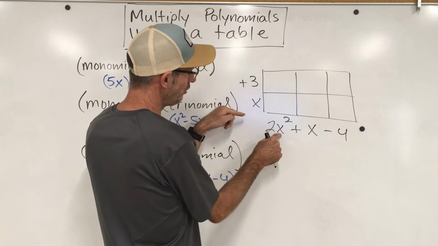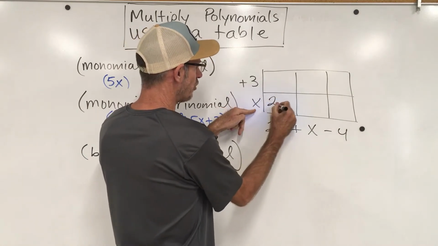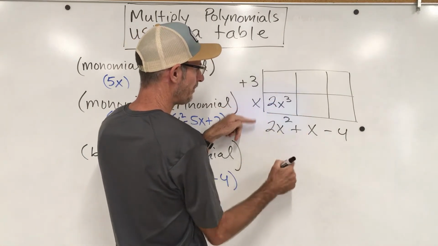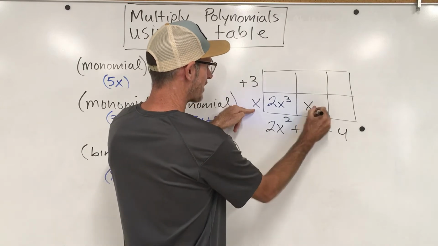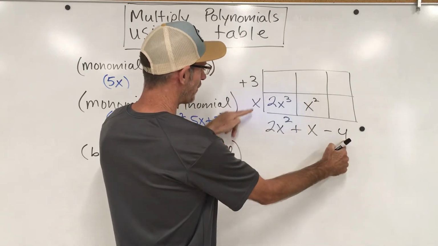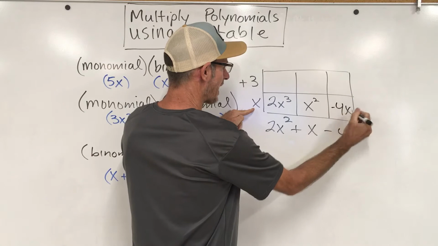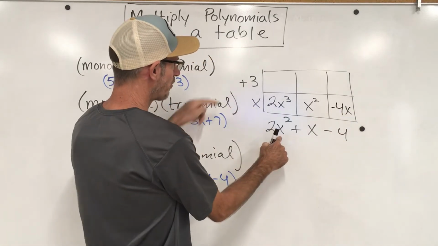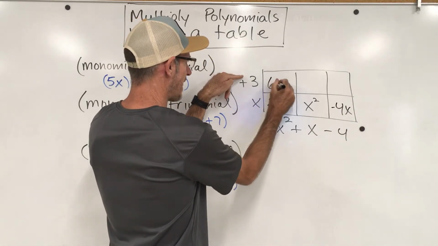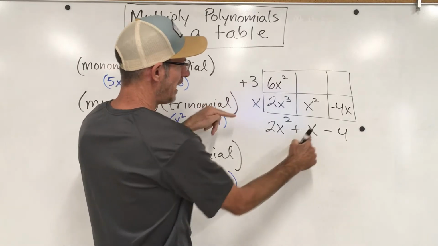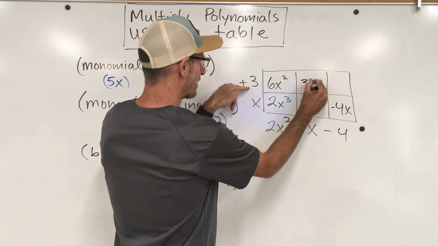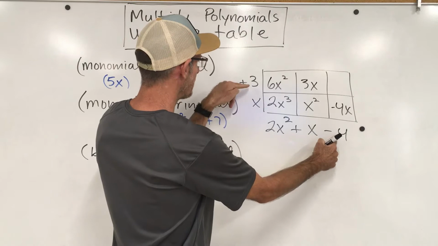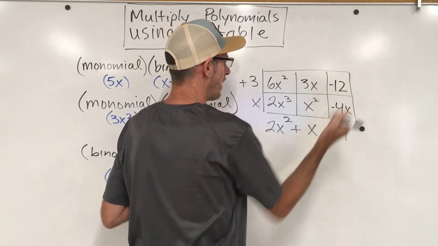So we have 2x squared times x is 2x to the 3rd. X times x is x squared. Negative 4 times x is negative 4x. 2x squared times 3 is 6x squared. X times 3 is 3x. And negative 4 times 3 is negative 12.